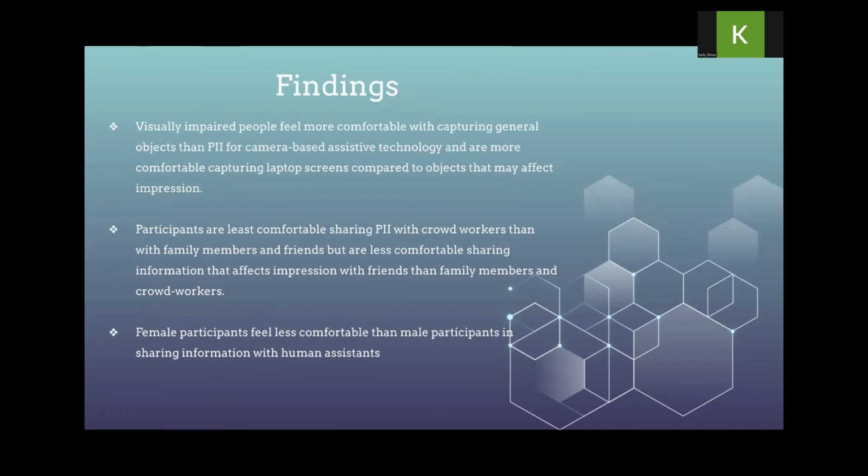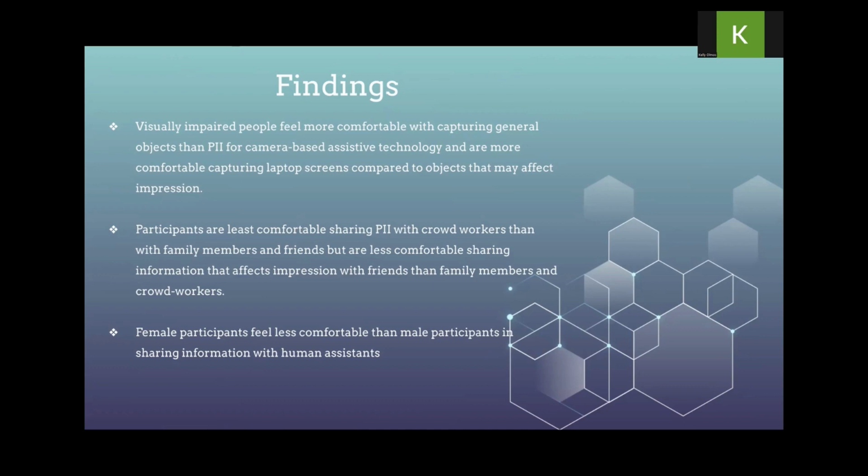And the findings show that visually impaired people feel more comfortable with capturing general objects, so things like clothes, writing utensils, than personally identifiable information, which naturally makes sense for camera-based assistive technology. They are also more comfortable capturing their laptop screens compared to objects that may affect impression. Objects that may affect impression tend to relate to things like how disorderly the background is.